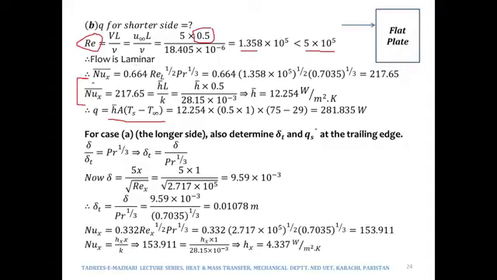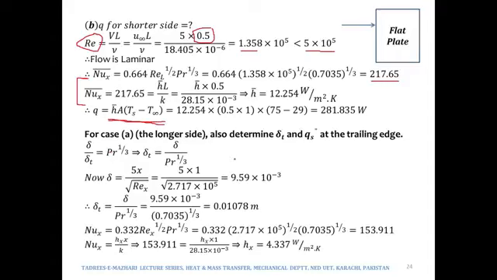and since the flow is laminar over a flat plate, the average Nusselt number would be calculated using 0.664 Reynolds half Prandtl 1/3, and by putting in the values we get Nusselt number as 217. Of course, Nusselt number is a dimensionless quantity, and this Nusselt number can be written as h bar L over k, where h would be h bar because we have used Nusselt number bar. So we get h bar as 12.2 watts per meter square Kelvin, and by putting this value of h bar in this expression, we get the Q as 281 watts.